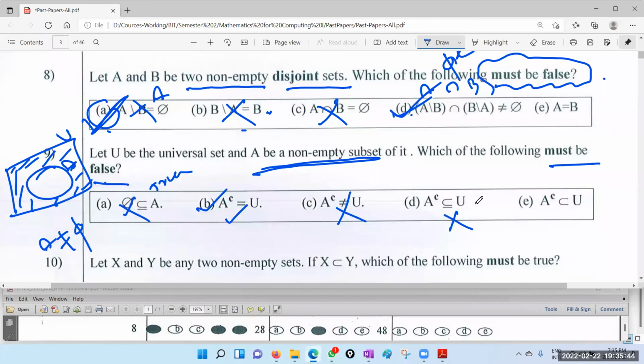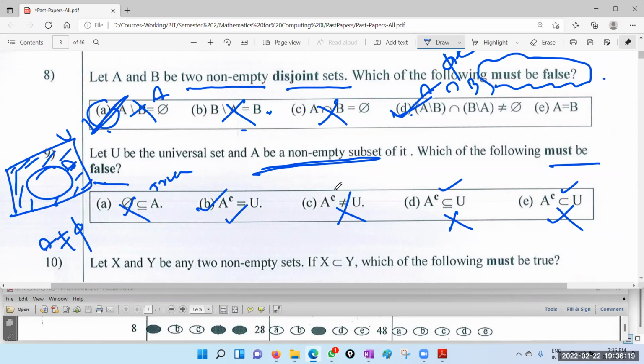A complement is a proper subset of U. Of course, A complement must be a proper subset of U, because A is not an empty set. You can't say this is false. This is correct, and a correct statement means it is not the answer, because what we need is must be false. A complement must be within U. A complement must be a subset of U.